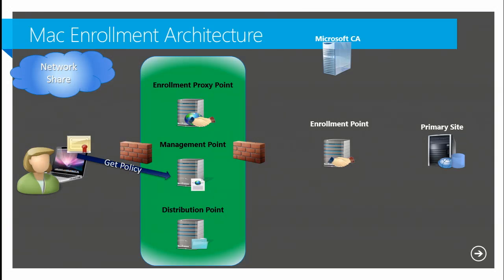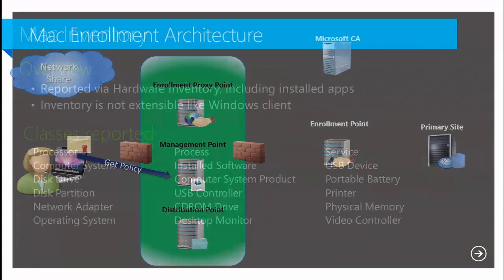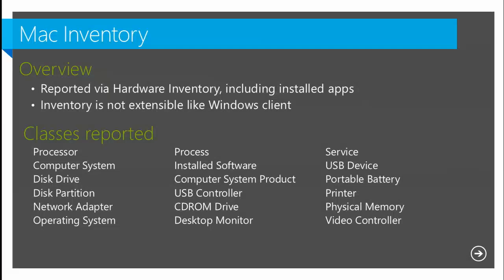One other thing, the slide deck right now shows those servers are internet-facing, so they're in the DMZ. That's not a requirement. You can set them up either as internet or intranet-facing, but the important thing is that the MPs and the DPs are set up so that HTTPS communication is allowed, and you choose an option to allow Macs to communicate. And I'll show you that here in a second as well.